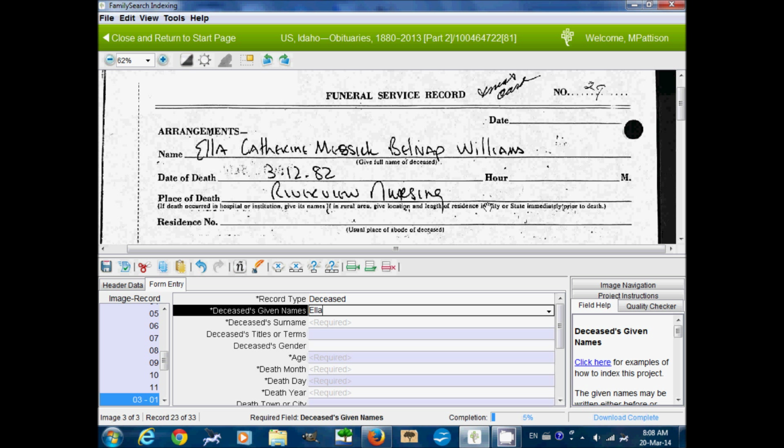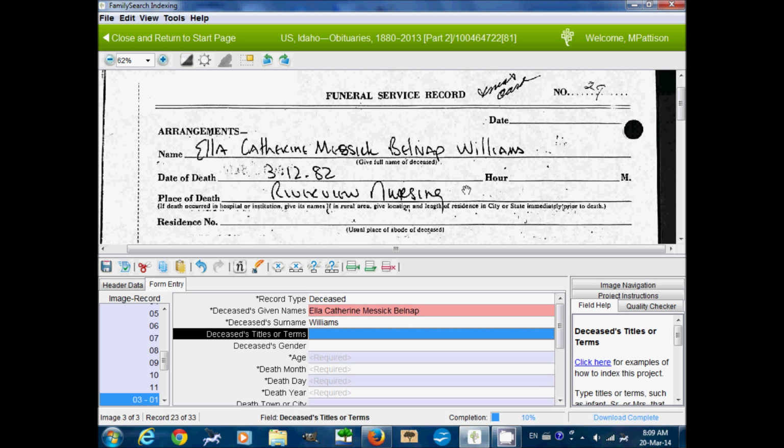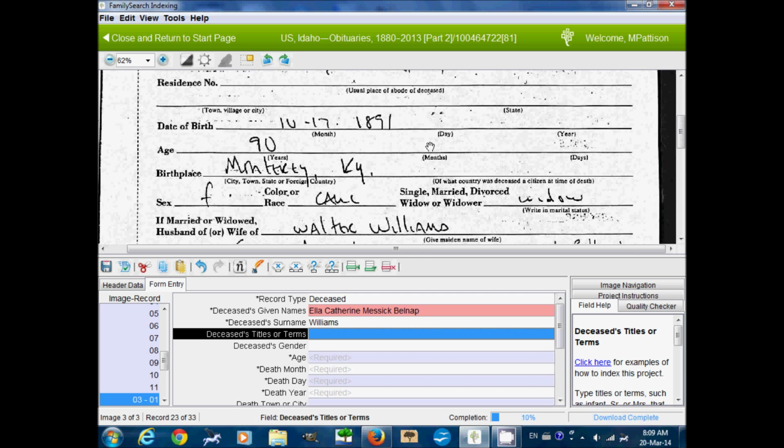And we have her given names, Ella, Catherine, and now we see there are several more names here. If we had no other information, then we would go ahead and index it like this. If we had no other information, we cannot assume that any of these are surnames. We have to index them as given names. But we do have more information.